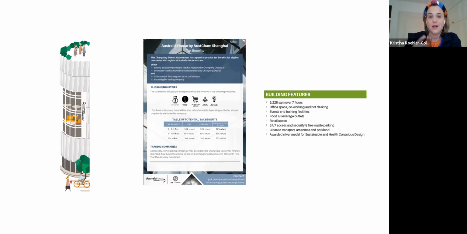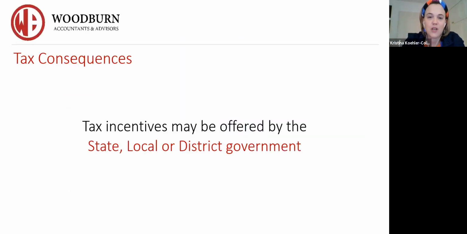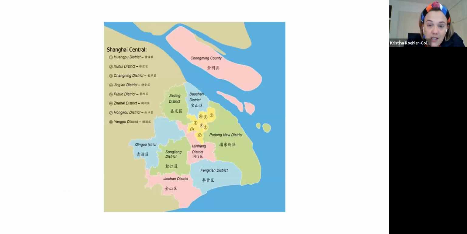So that's amazing, number 1. Amazing number 2 is that Australia House is based in Chunning District. So let me go back to the map. Chunning District is point number 3 on the map. Just if you guys want to look, it's the yellow section, number 3.